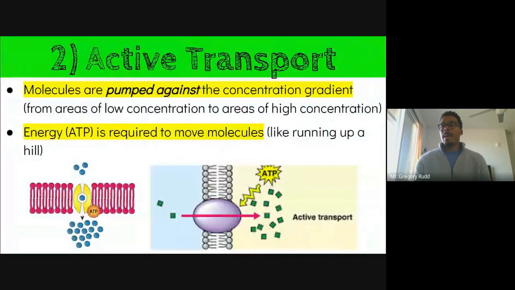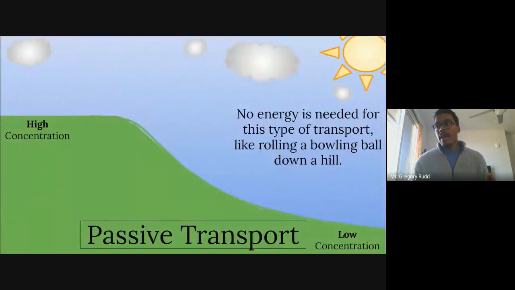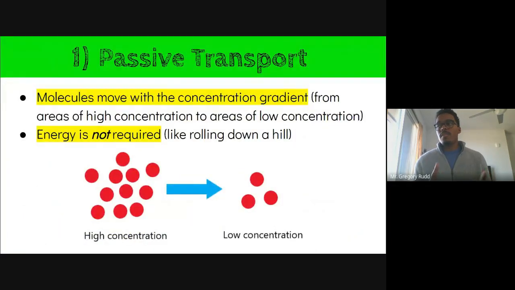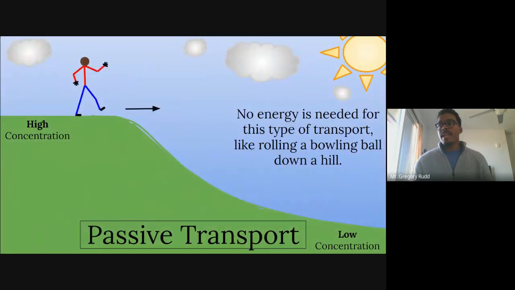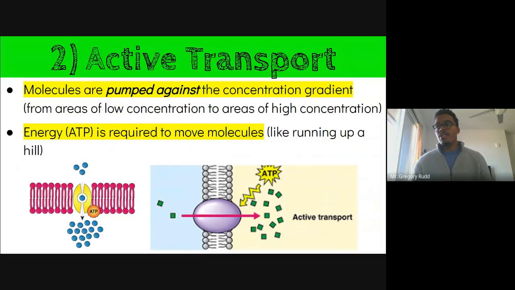Okay. Of course, the opposite type of transport, the inverse of passive, is active. Active transport is going to move molecules against their concentration gradient. So let me go back really quickly. Passive transport moves molecules with their concentration gradient. Active moves them against their concentration gradient. So this means we're going from areas of low concentration to areas of high concentration. Doing that requires a lot of energy, just like running up a hill would require a lot of energy.